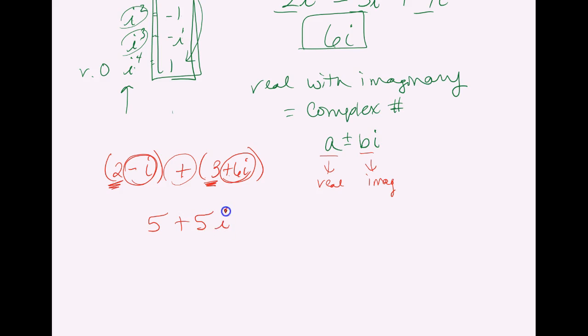5i? All right. That would be your answer. So your answer is also going to have this a plus bi form right here. It's going to look the same, so we know we answered it right. Okay, what about if we're subtracting?